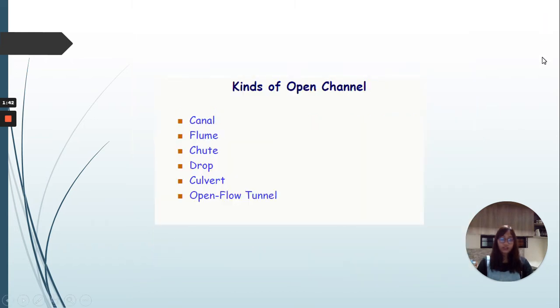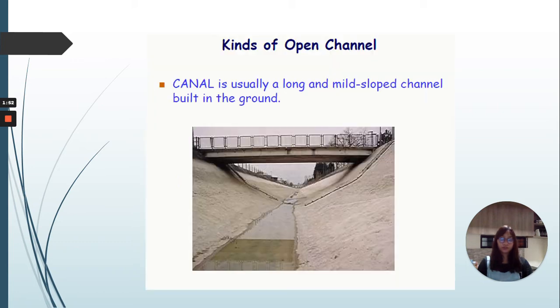And there are kinds of open channel. These are the canal, flume, chute, drop, culvert, and open flow tunnel. Canal is usually a long and mild slope channel built in the ground. This is a long, man-made strip of water used for irrigation or boat access to a bigger body of water.